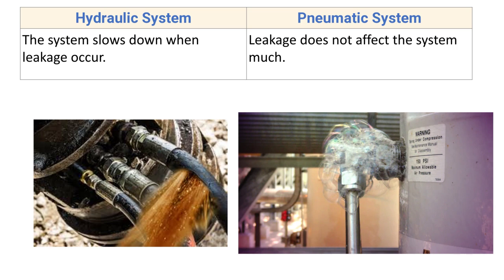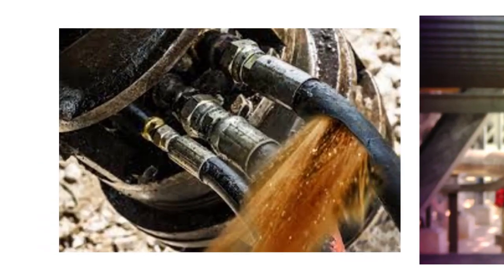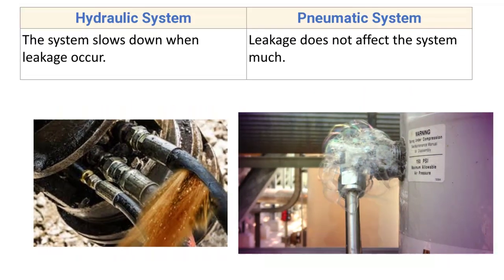Next point. The hydraulic system slows down when leakage occurs. So this is an example of leakage. Here you can see the oil is leaking from the hydraulic system. Whenever leakage occurs, the hydraulic system slows down because the amount of oil is reduced. The oil may also spill over your shop floor, and it can easily catch fire. So it is also prone to accidents.